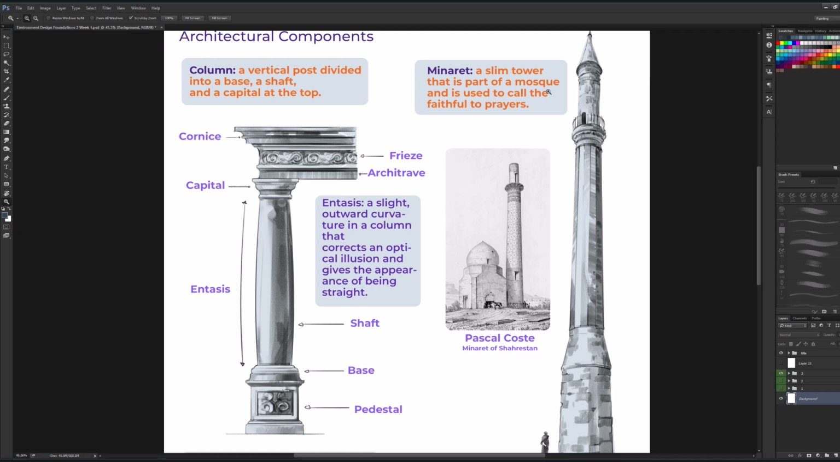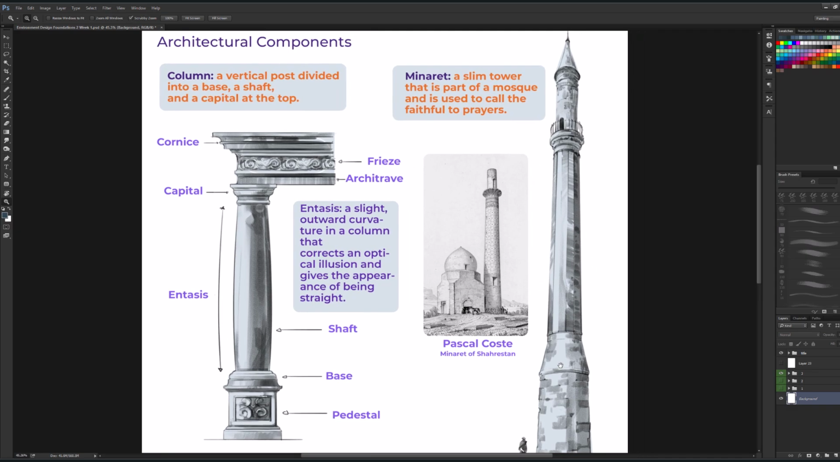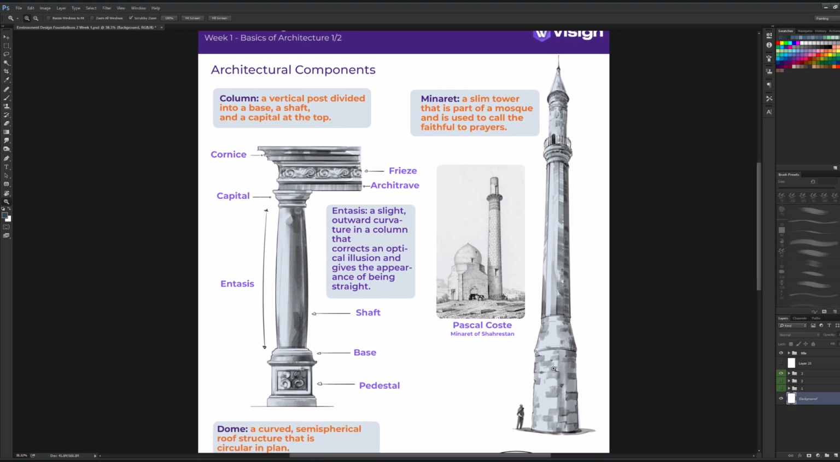Now let's have a quick conversation on the minaret. The minaret is a slim tower that is part of a mosque and is used to call the faithful to prayer. Usually you'll have a little bell on top, and it will start ringing that bell and people go to church. Here is a simple example in this imagery. This is a minaret of Shahristan by Pascal Coste. And here we have another drawing of a minaret with the scale of a little human compared to the minaret. Again, minarets are super tall. They're a wonder in architecture because they're very beautifully built and pretty interesting.